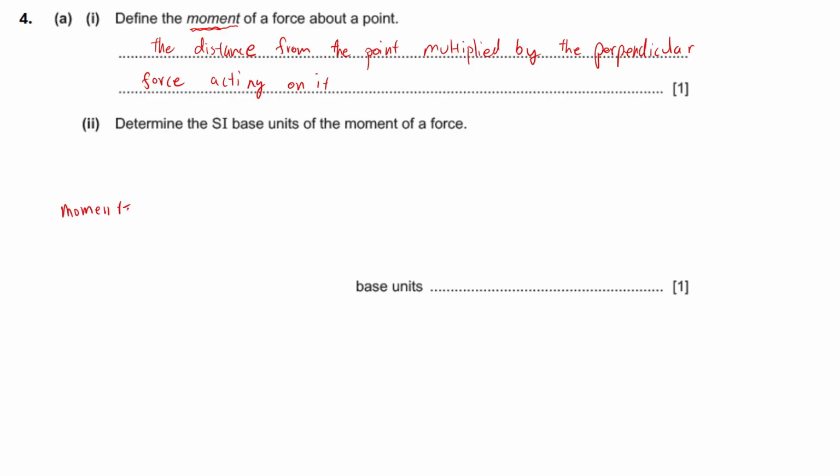If we put this into actual symbols, we get that the moment is equal to the force times the distance. And you should know that each of these represents the definition that you just wrote above. The second part is talking about the SI base units of the moment of a force. So we're just going to rewrite it as F times S. We know that S is just going to be distance, so it's going to be meters.